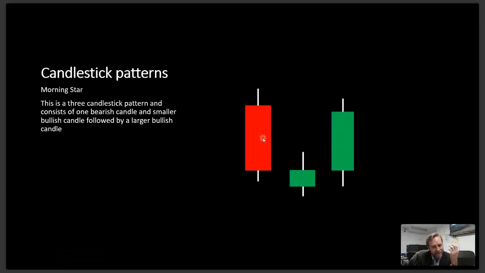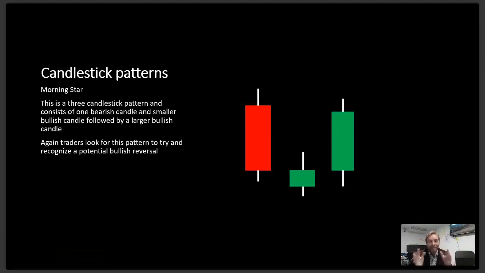So you have a bearish candle, and you have a smaller bullish candle, which is then followed by an increasing bigger bullish candle. Now, clearly, this looks like a little bit of a star pattern because it's a smaller body with slightly longer wicks. But the point of this pattern is it's got to be followed by another bullish candle, which is a lot larger than that candle. Now, again, traders look for this pattern to recognize a potential bullish reversal.